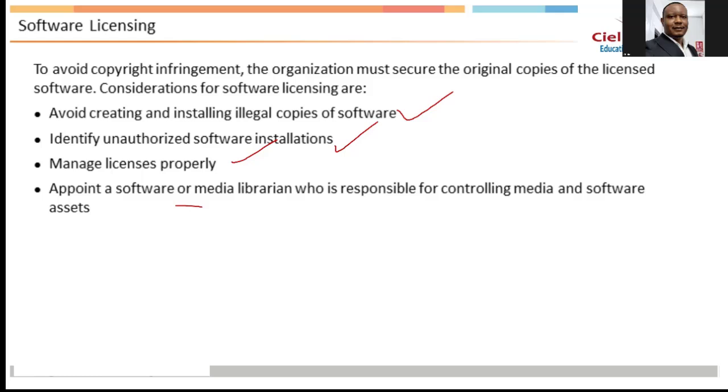A media librarian will be responsible for controlling and managing the organization's software assets, especially issues with licensing and tracking software usage, ensuring that the software is renewed and updated. These are some of the responsibilities of the media librarian. So the librarian might track how many employees are using a licensed program, making sure that the usage does not exceed the number of licenses that are purchased. Now, these are some of the things you need to consider, especially as it pertains to software licensing.